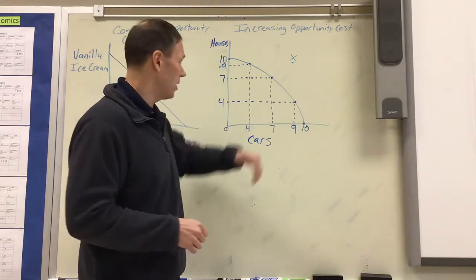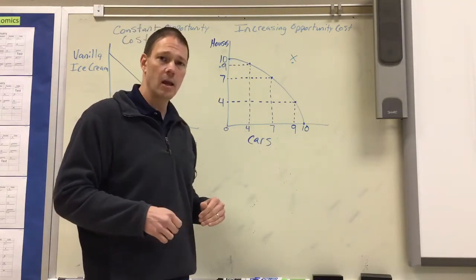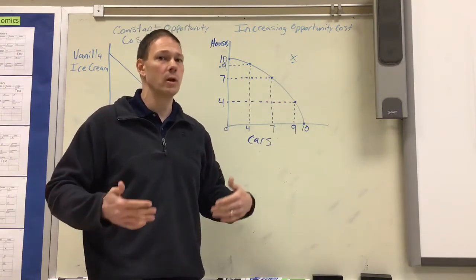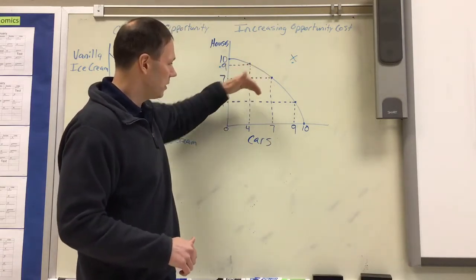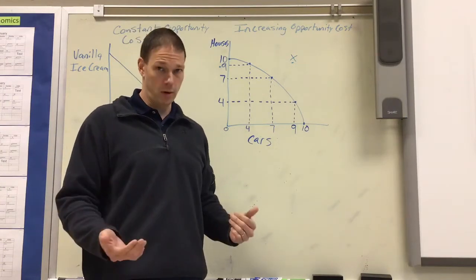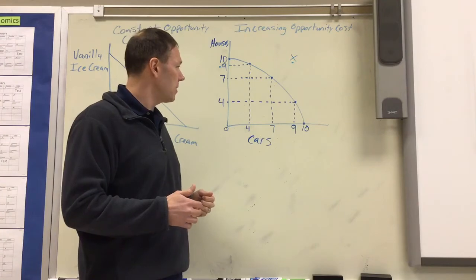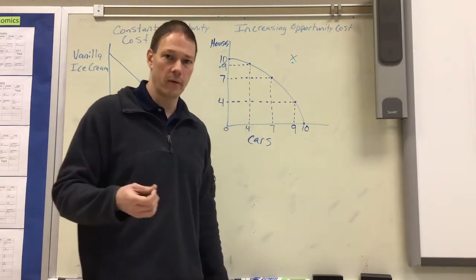They like to ask a question where they'll put maybe a point outside the curve at X and say, what's true about that point? And what's true about that is it is unattainable. You cannot possibly do it. It is beyond our realm of production possibilities. If you're inside the curve, at any point, that means that you could have made more, either more cars or more houses. Okay, so kind of keep that in mind. The curve represents the maximum we can produce if we are using all of our resources.